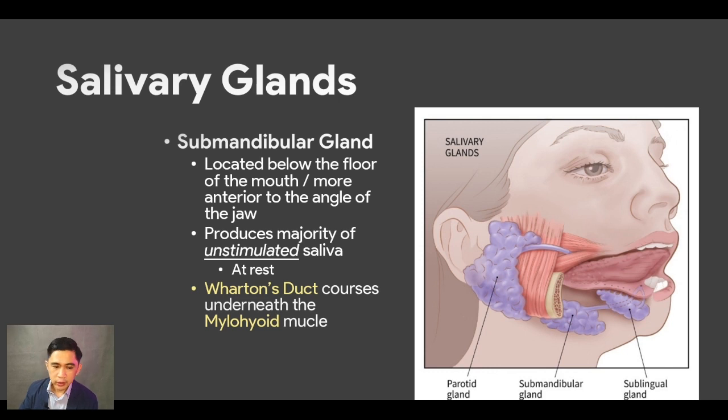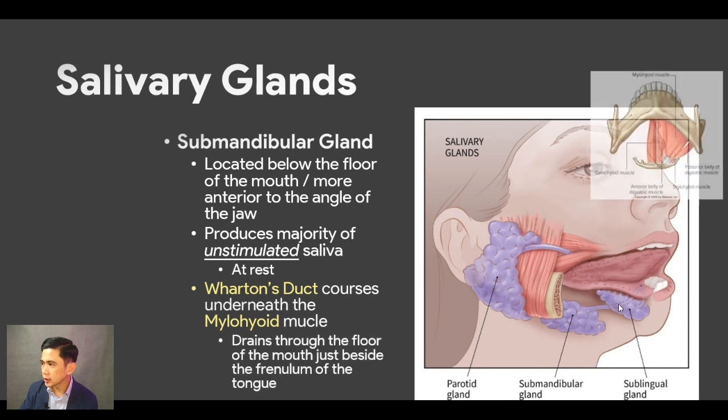The submandibular gland also has a duct. We call it the Wharton's duct, and it courses underneath the mylohyoid muscle. This is the submandibular gland. This is the Wharton's duct. It courses to the mylohyoid muscle. The mylohyoid muscle is actually one of the muscles that forms the floor of the mouth.